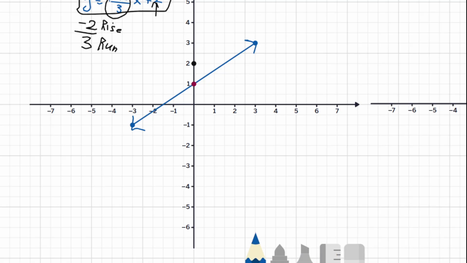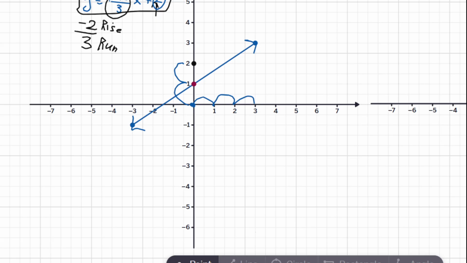So let's do that. From which point? From the y-intercept, which is 2. So we go down 2 if it's negative. 1, 2. That's good. So we went down 2. Now we run 3. Run is always to the right. So 1, 2, 3. So we got the other point, which is very good.